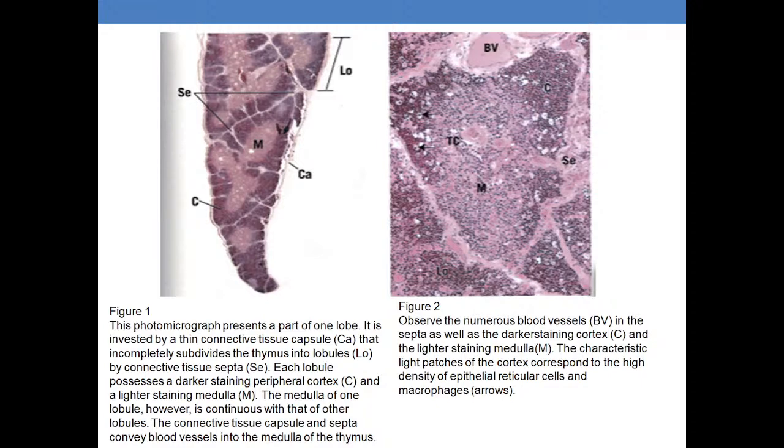Figure 2. Observe the numerous blood vessels in the septa as well as the darker staining cortex and the lighter staining medulla. The characteristic light patches in the cortex correspond to the high density of epithelial reticular cells and macrophages.